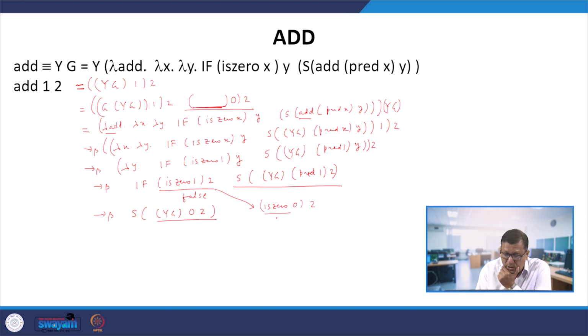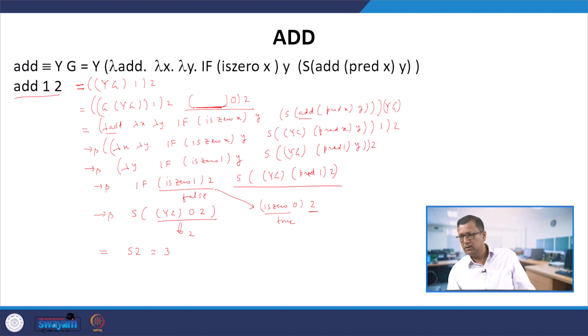That means is 0 0 is now true, and hence the return value we are going to return as 2. So we are going to get s of 2. S of 2 is equal to 3. That means addition of 1 2, we have got the desired result 3.